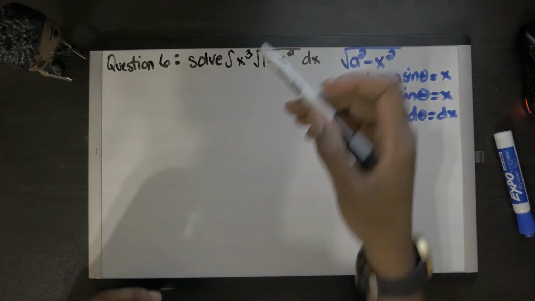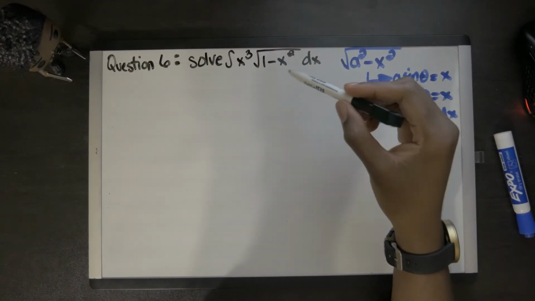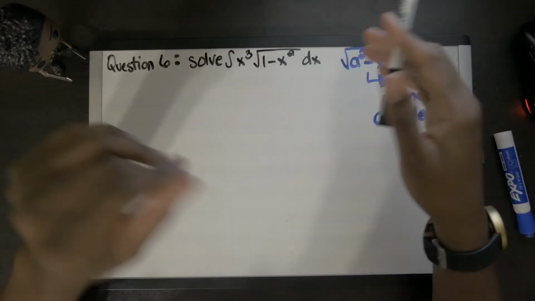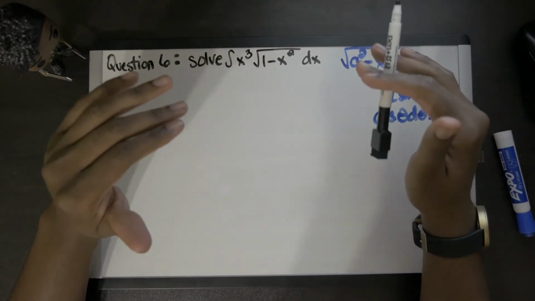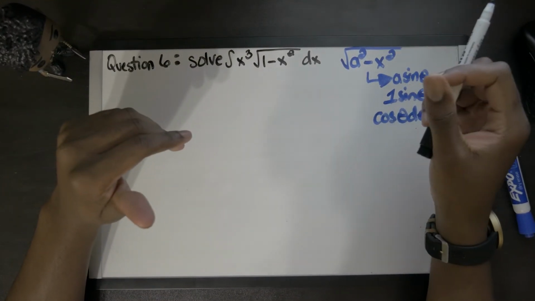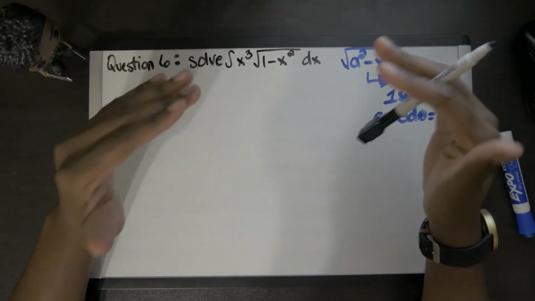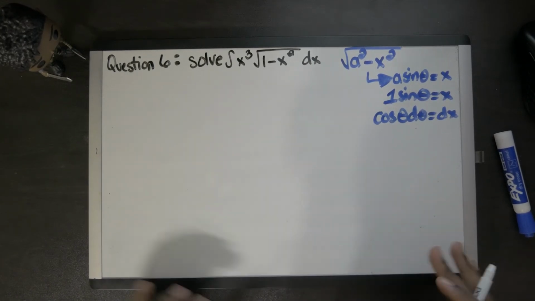It's question number 6, and it is the integral of x cubed times the root of 1 minus x squared dx. So there's a few things we're going to do. I know we're already familiar with the substitution method, and we're going to be doing something similar, but we're also going to be doing a trig substitution, and this is a little bit different. So I actually already looked up the formula for you, so it's a lot easier, and we're going to save a little bit more time.